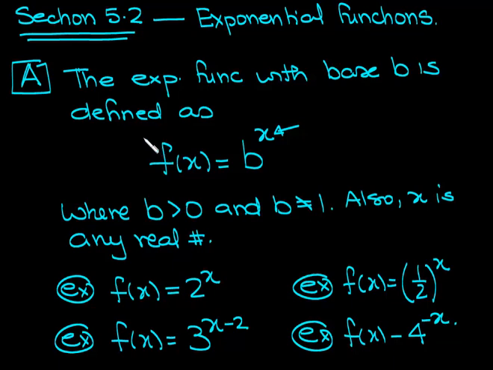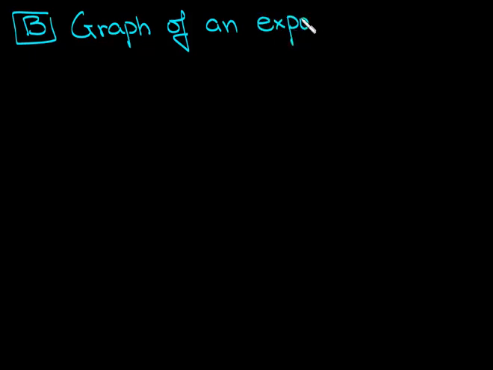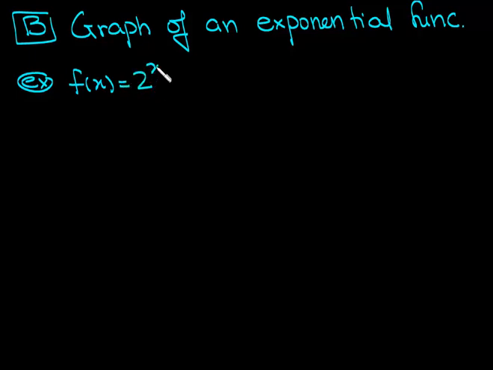Now that we know what an exponential function is, a function where b is my base and my exponent is the independent variable, let's start by taking a look at the graph of an exponential function. I'll take a look at two examples. Let's say you have f of x is equal to 2 to the x.